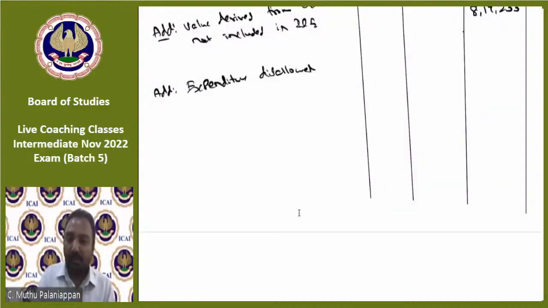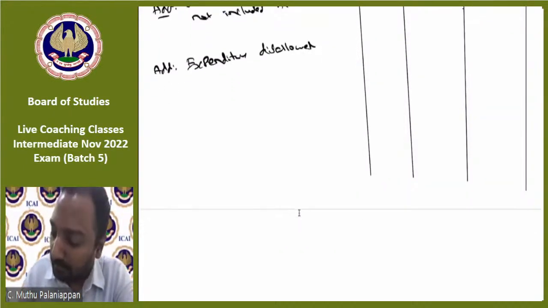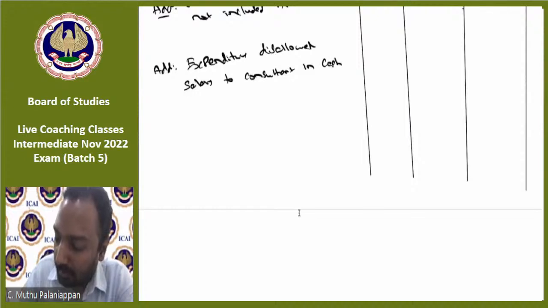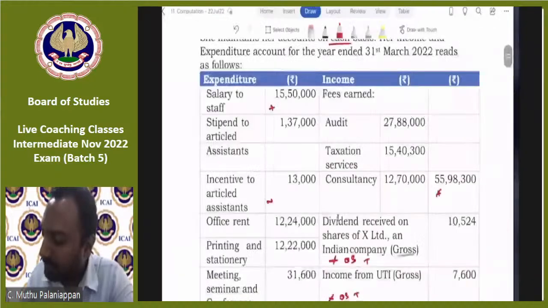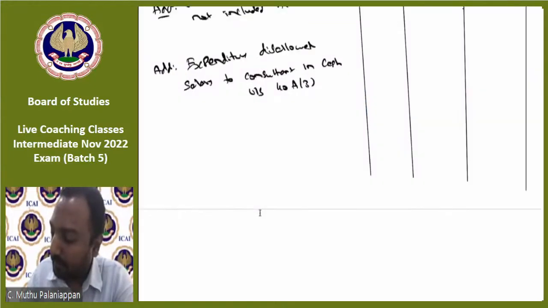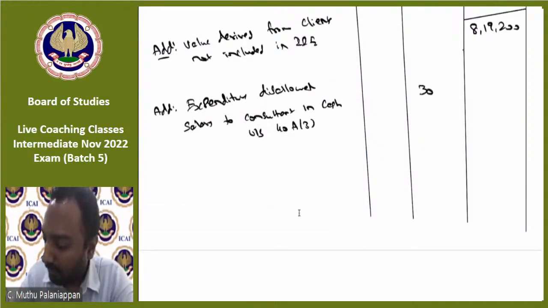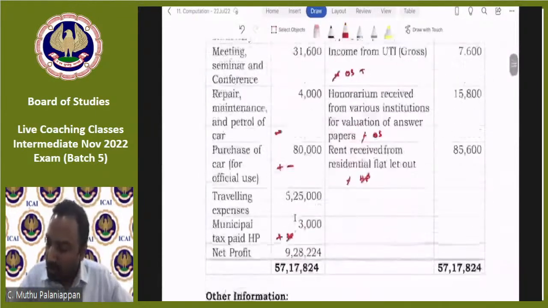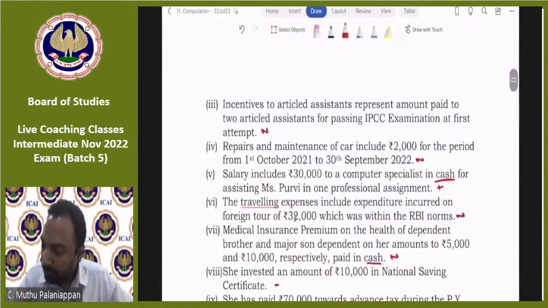So what we are saying is salary to, let's say, consultant in cash under section 40A3. So how much was that? 30,000, right? 30,000. So now I'll strike off this. I'll also strike off this 30,000. Okay, so I've struck off this.